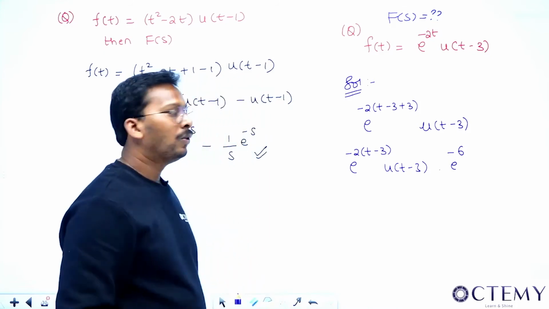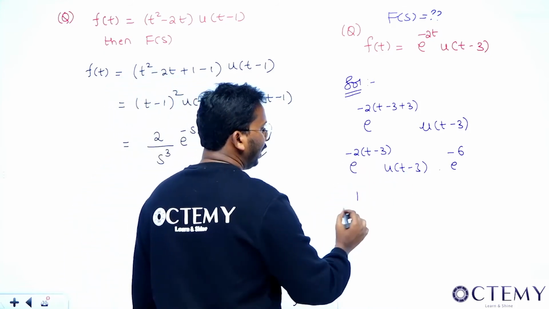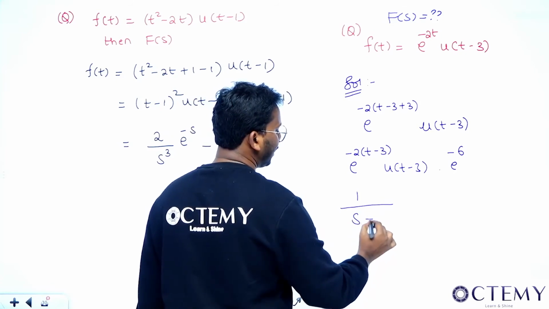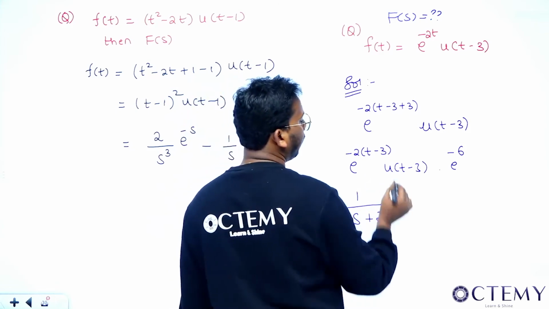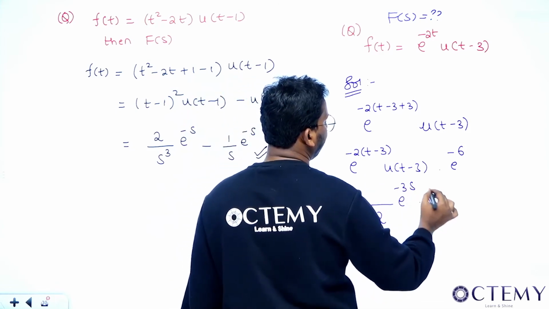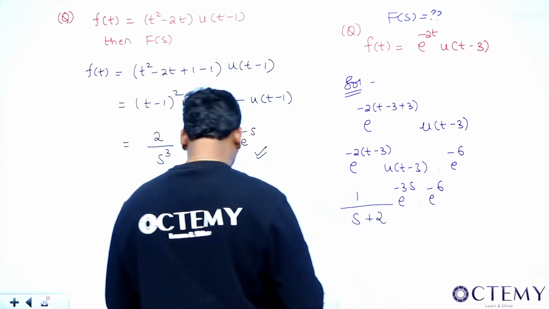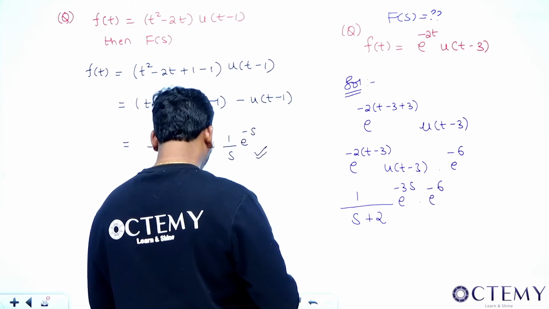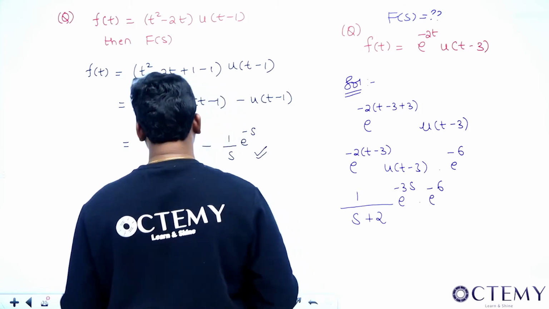Now, e power minus 2t u of t is 1 by s plus 2. But here it is t minus 3, so e power minus 3s will come in, and e power minus 6 is there, right? So this should be the answer for this. Next, if I want to go with the next question, what is the next question? The next question is also very simple.